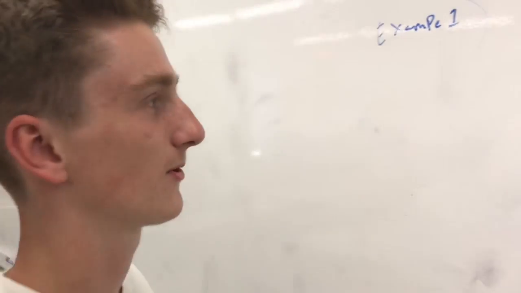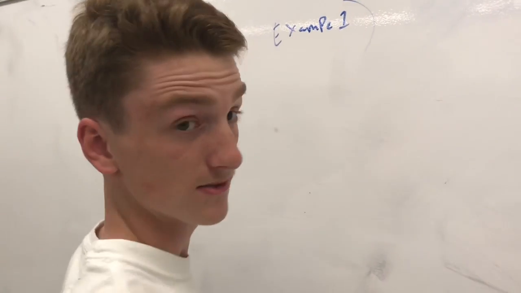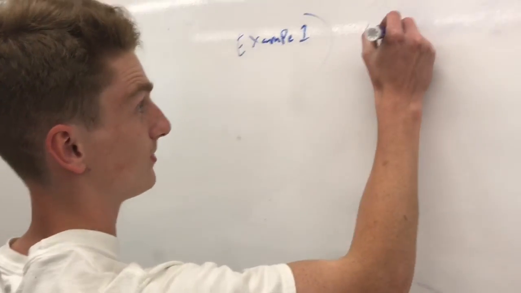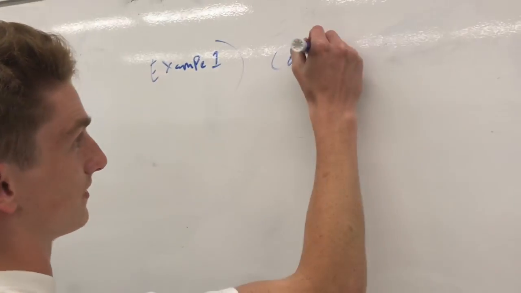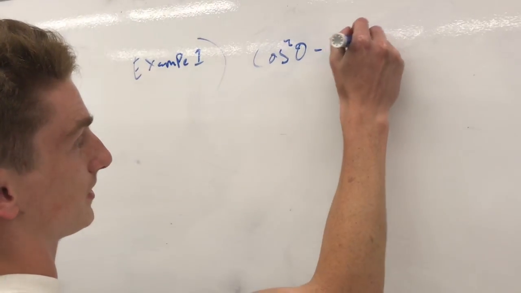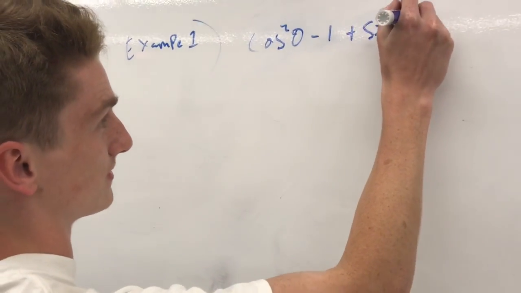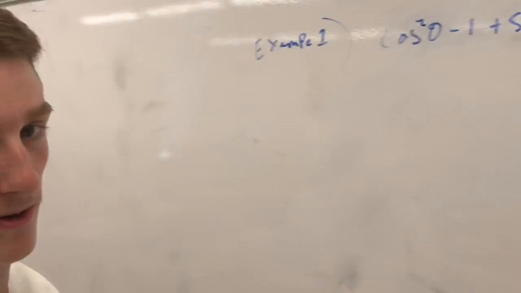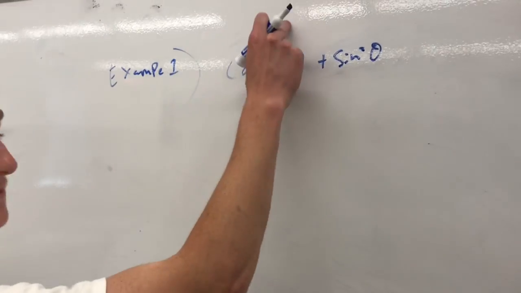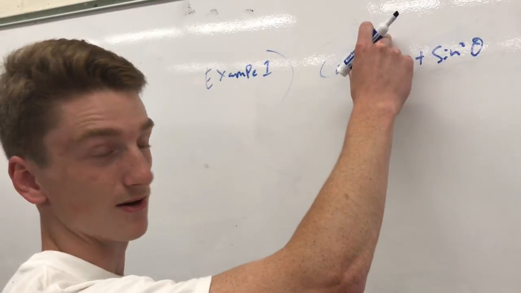All right, hey guys, so we're getting back into the first example here. So we're starting it off with this one: cosine squared of theta minus 1 plus sine squared of theta. And so how are we going to solve this? So we got this trig identity: cosine squared plus sine squared equals 1. So you simplify that over.